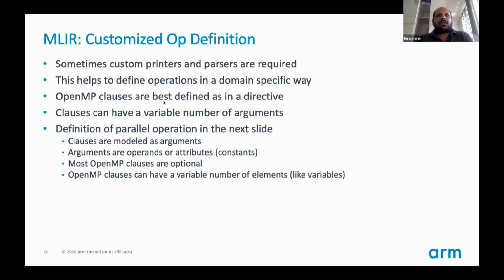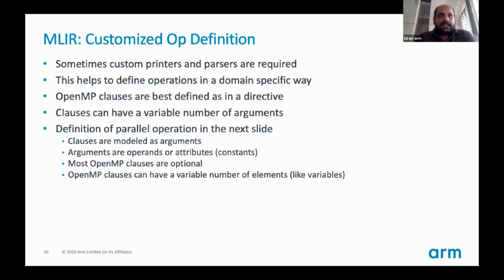Then the OpenMP clauses are best defined as in a directive. For example, with the OpenMP parallel operation, you want to say that there is a shared clause which can take a lot of variables as arguments, a list of variables. If you can define it in that way, that makes it easier for users to understand.